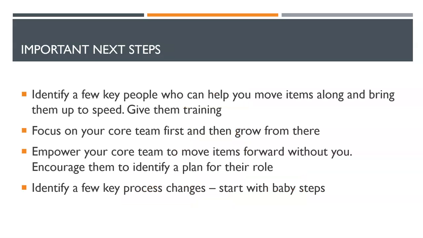For key next steps, I would identify a few key people who can help you move items along and bring them up to speed. Think about those 3 areas: content, development, and testing. Who can help you move those 3 areas forward and give them training on accessibility? Have them take this course, have them do other courses online, search online, or maybe even you, now being enabled, can train them on what they should do to move accessibility forward. Focus on that core team that you have just identified and grow from there.